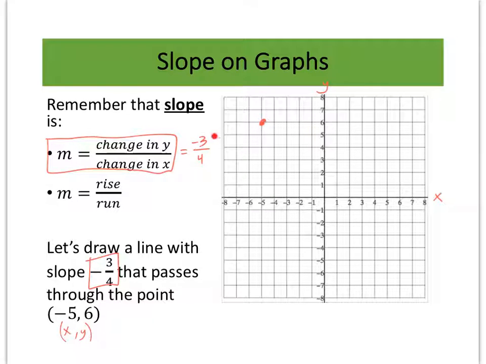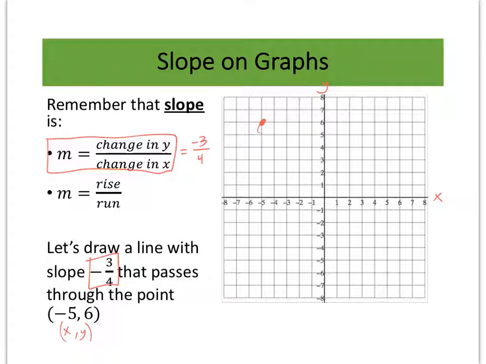So if I think about my change in y being negative 3, my y value is up and down. So change in y is down 3, or negative 3. 1, 2, 3. And my change in x is 4. 1, 2, 3, 4. And we get to put a little dot here at this new point.